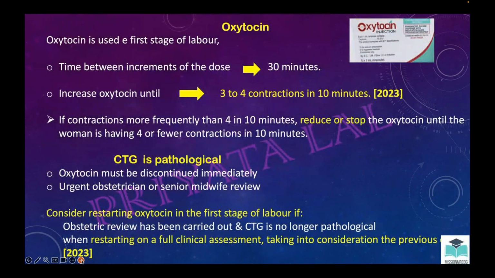When oxytocin is given, they want 3 to 4 contractions per 10 minutes. If it is more than that, then that would be hyperstimulation. At that time stop oxytocin or give terbutaline. Apart from this, with oxytocin they will do CTG monitoring and offer a pain relief option.